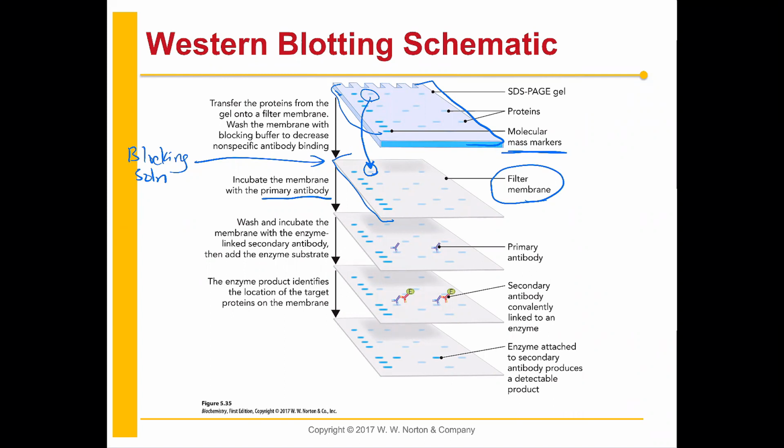Then what you do is you incubate the membrane with an enzyme-linked secondary antibody. This secondary antibody is called the detection antibody. And this detection antibody recognizes your primary antibody.